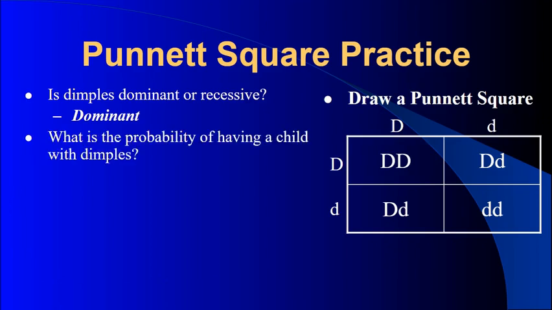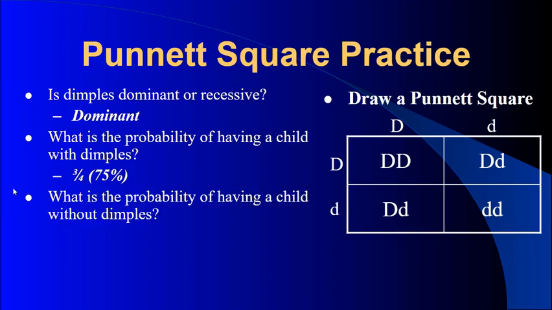What is the probability of having a child with dimples? Since dimples is dominant, there is a 3/4 or 75% chance because three of our four boxes show the dominant allele. What is the probability of having a child without dimples? That is going to be 1/4 or 25%, because one of our four boxes shows the recessive.